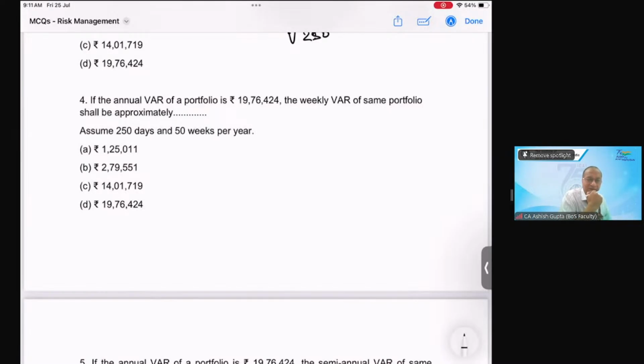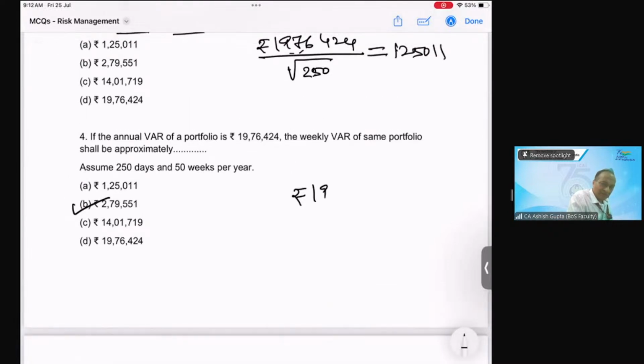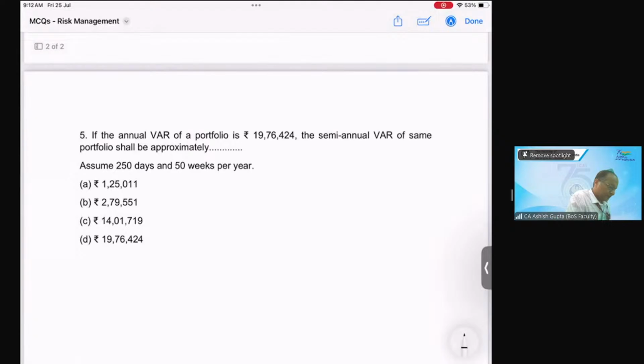Yes, you're correct, beta. Chitra, you're correct. Now the answer is option C. How have we computed it? Samanathan, your answer is correct, beta. Here it is on a weekly basis, so we divide it by the square root of 50. And now we are coming to the last MCQ.